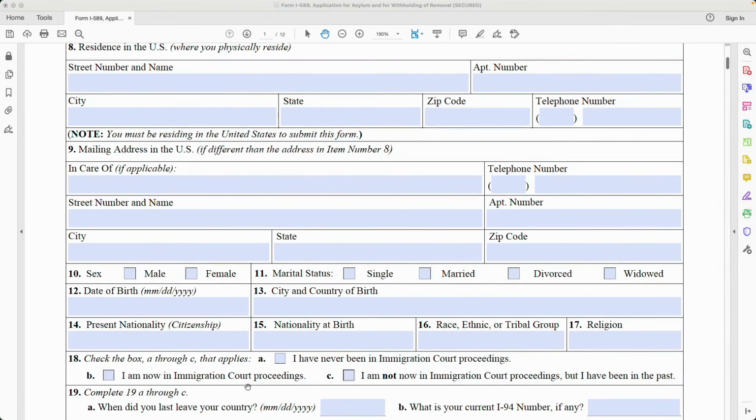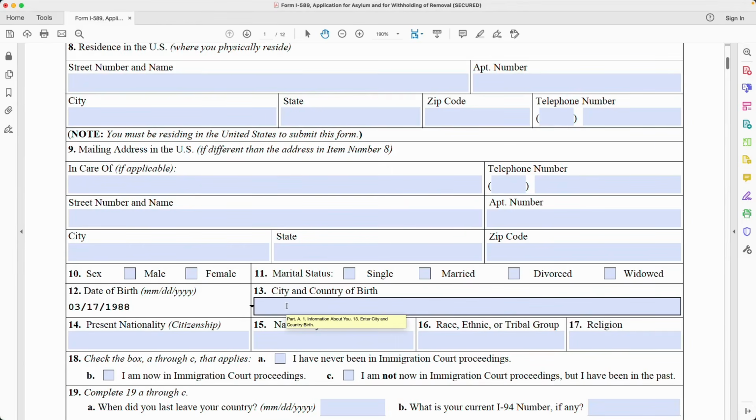Next, in question 12, write your date of birth in the month, day, year format. For example, March 17th, 1988, I just made up that date, would be 03/17/1988.